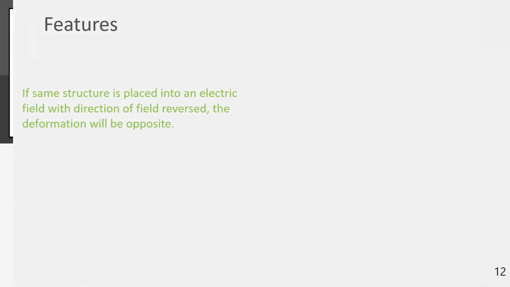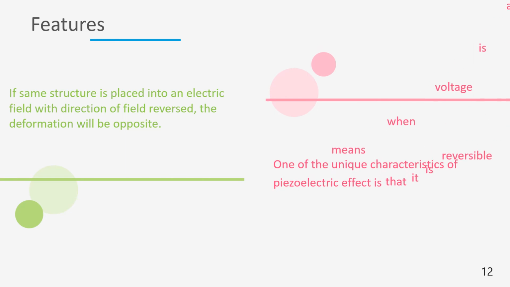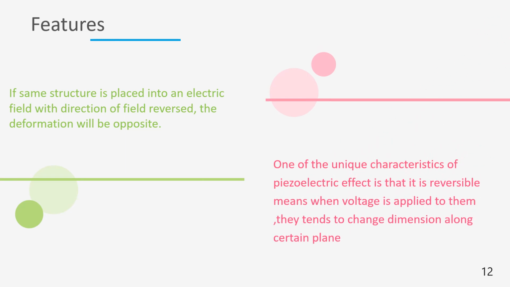Features: if the same structure is placed into an electric field with the direction of the field reversed, the deformation will be opposite.